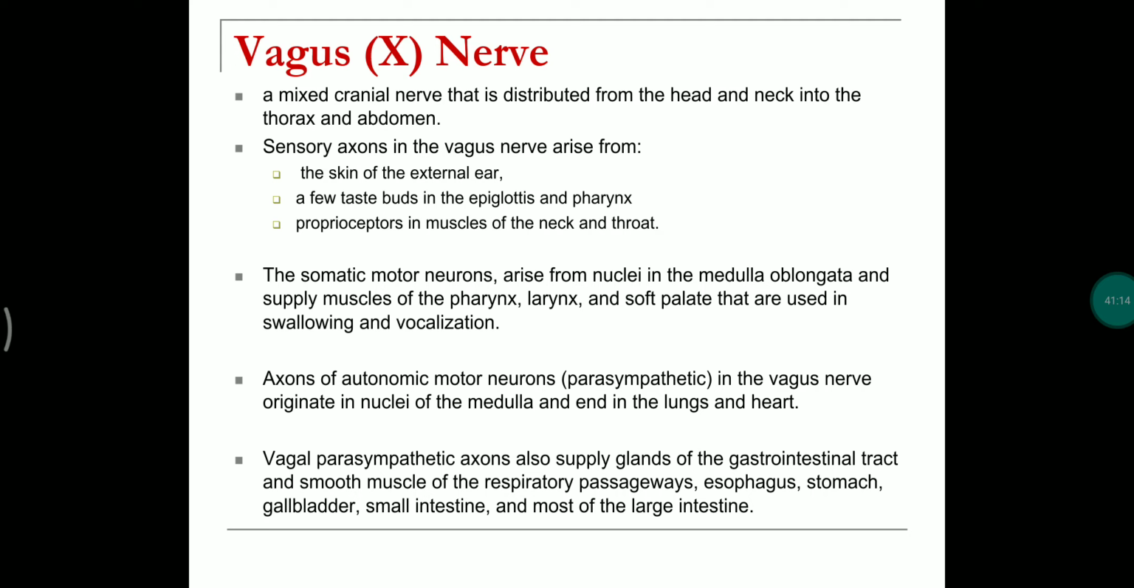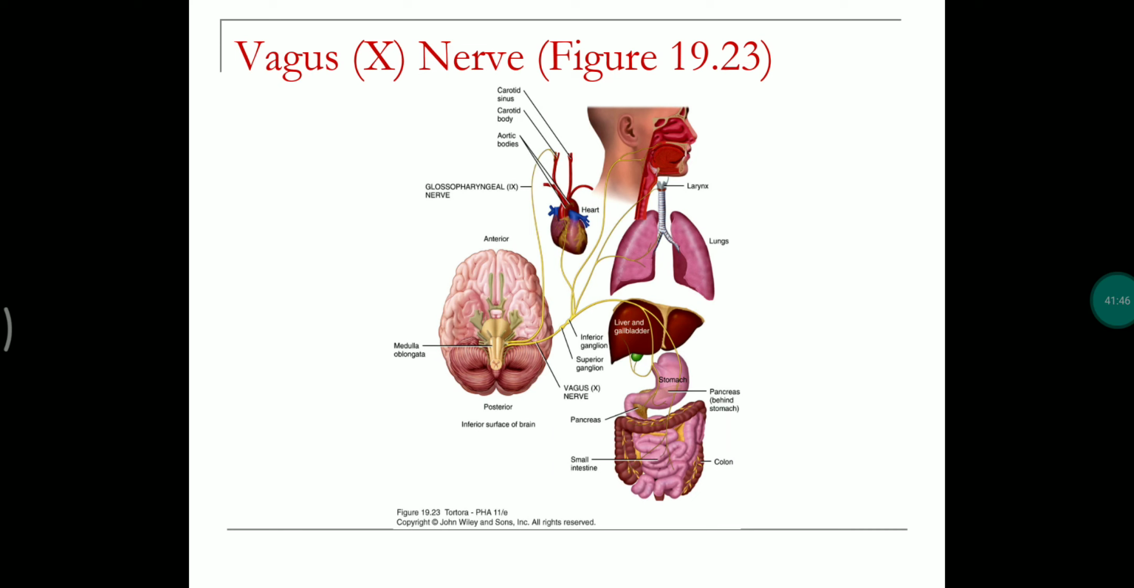The axons of autonomic neurons, parasympathetic and sympathetic neurons, are also present in the vagus nerve. Usually, parasympathetic nerves are present in the vagus nerve. These are innervated to the stomach, gallbladder, respiratory center, respirations, and even the heart. So this vagus nerve plays a major role in the maintenance of autonomic homeostasis. So these are the organs that are innervated by the vagus nerve.